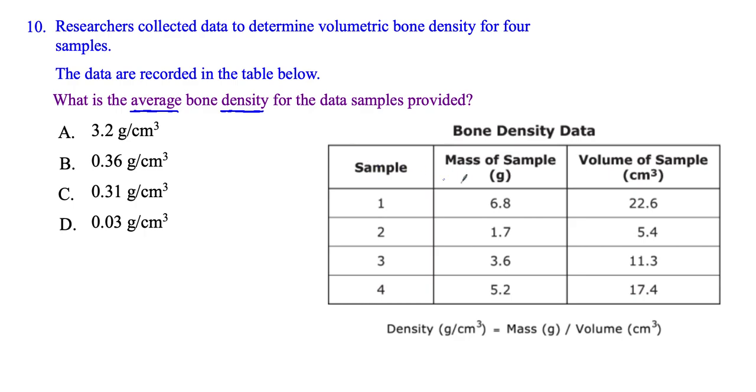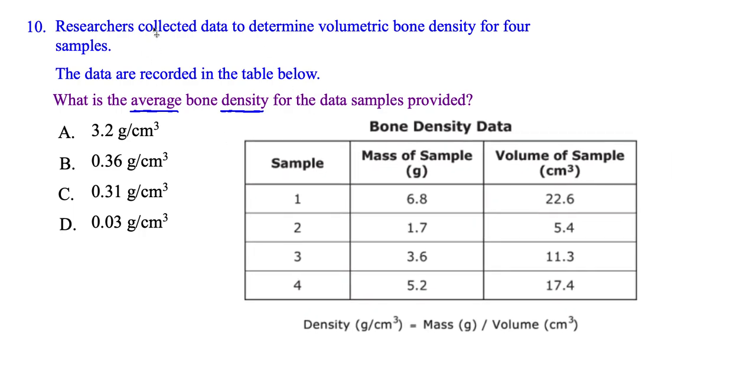We have 4 samples. We have mass, volume. There's no density. We're going to need to figure out the density because we're just given the mass and the volume. So do you know how to figure out density if you're given mass and volume? Do you know the formula for density? Well, let's say you don't know it. There's a little hint here.